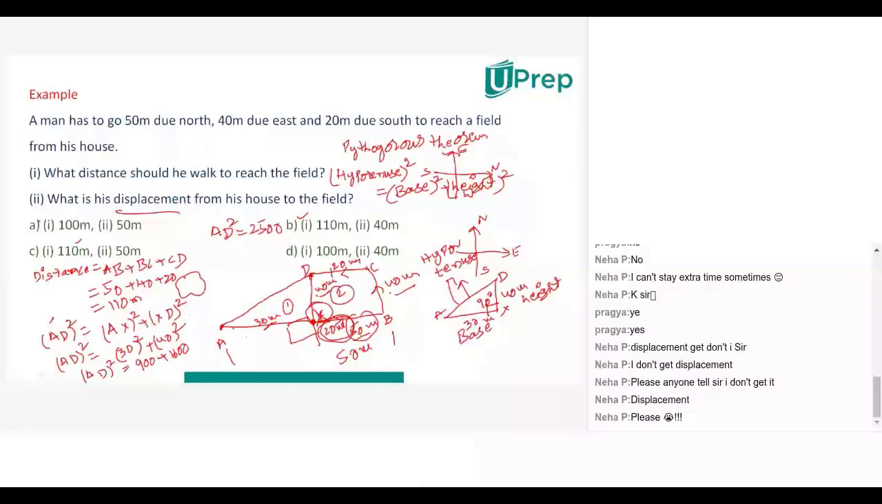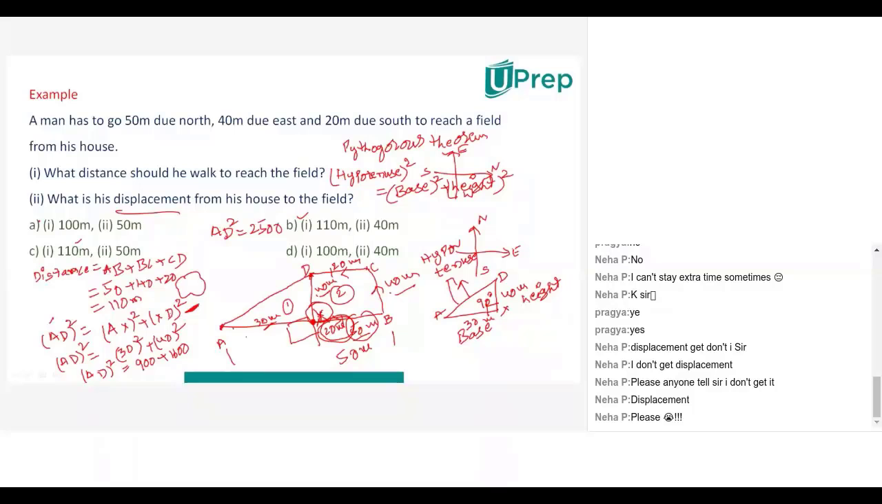Now hypotenuse whole square is equal to, that means AD square or not? Yes, sir. AD square is equal to base square, means AX square or not? AX is base. Next, height square means XD square or not? DX or XD, same only. Right, XD whole square. That only I wrote here. Hypotenuse whole square is equal to base square plus height square.